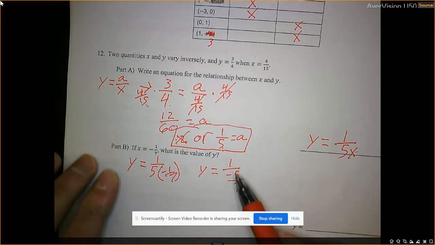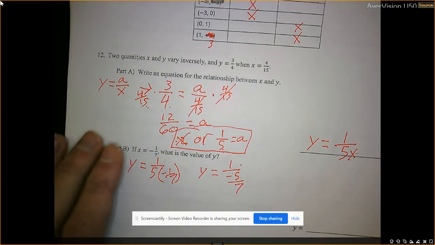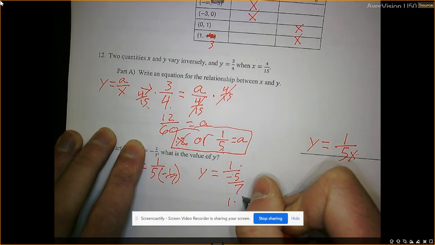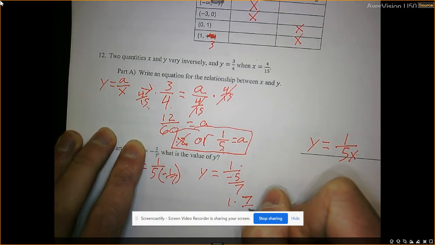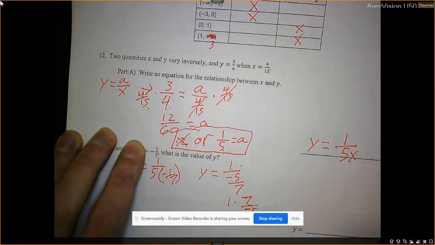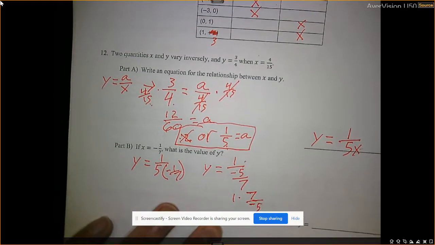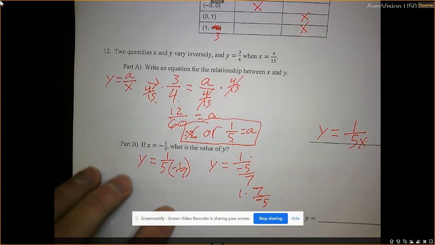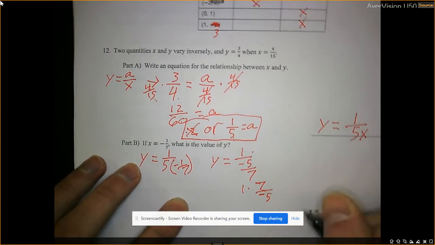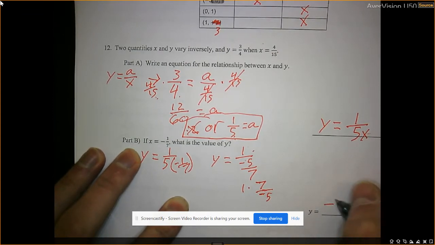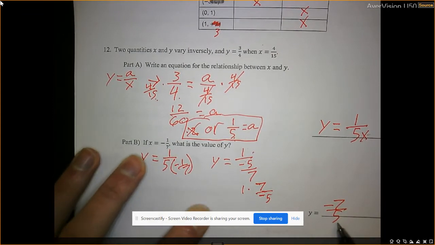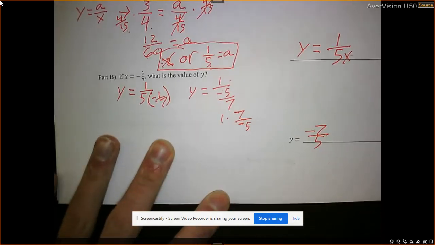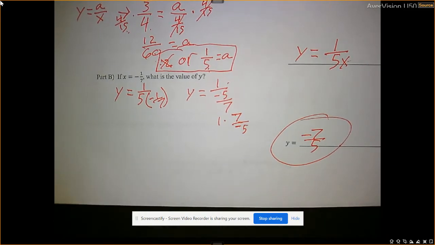Okay, and 1 divided by -5/7, well, that's really just like saying 1 times 7 over -5, because it's the keep change flip when you're dividing by a fraction, right? 1 times 7 over -5, that's going to be -7/5. Okay, or you could say -1 2/5 or -1.4. Either way, all the same. That's what you should get.